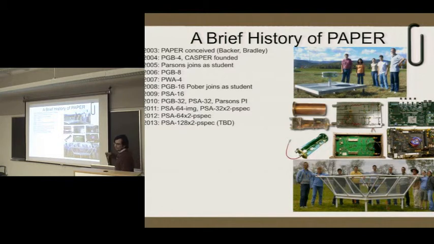And so finally, I'm now going to talk about PAPER and where we're getting. And just a brief history of PAPER. It began in 2003 as an idea conceived by Don Backer and Rich Bradley. We built our first several arrays in Green Bank, PGB being PAPER in Green Bank, a nice 4 antenna system where we were getting our bearings. It had no flaps back then on our dipole elements, and we eventually upgraded those to have flaps to narrow our beam. I joined the project shortly thereafter as a student, and since then, with a couple of hiccups, we've basically been doubling the size of our array every year.